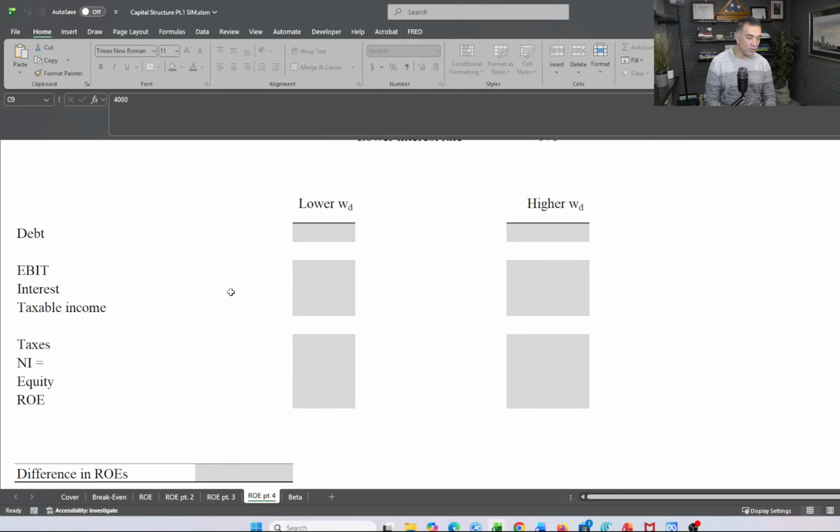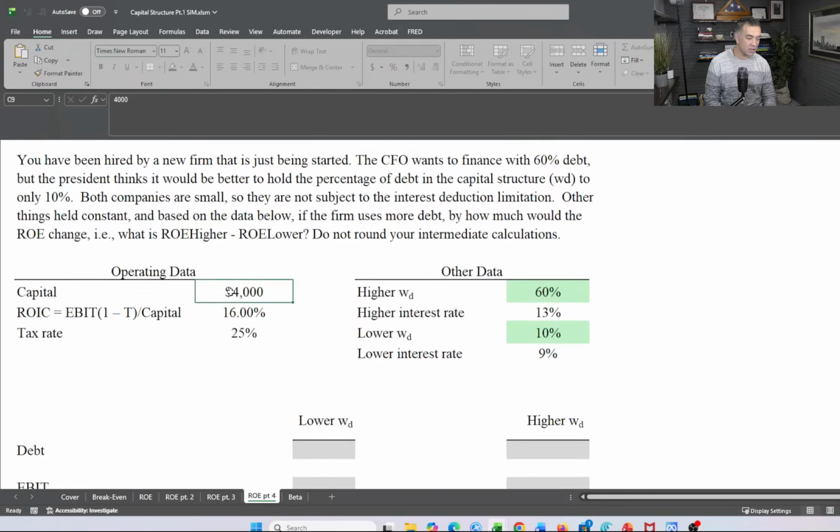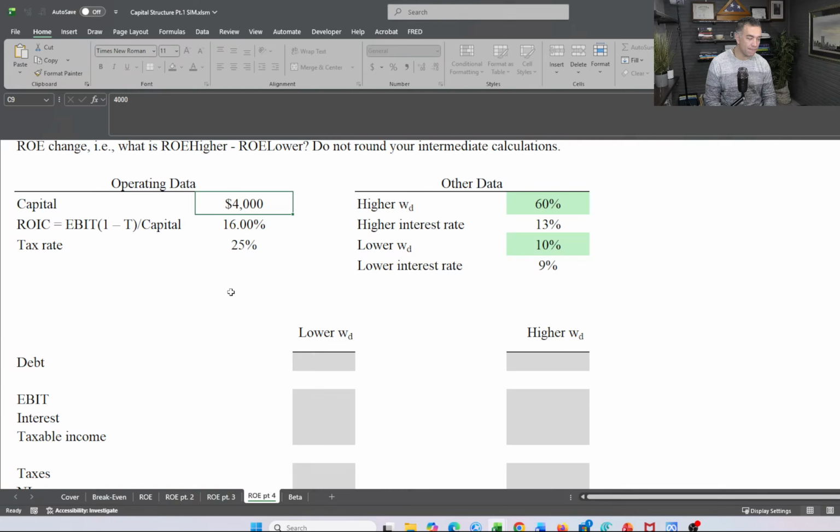All right, so what we want to do, it's a little more difficult. We want to calculate this. I'm just going to do one side, and I expect you to do the other side. Let's do the higher side. So we're going to go, okay, what is the percent of debt? Well, the percent of debt will be the 60% multiplied times the capital.